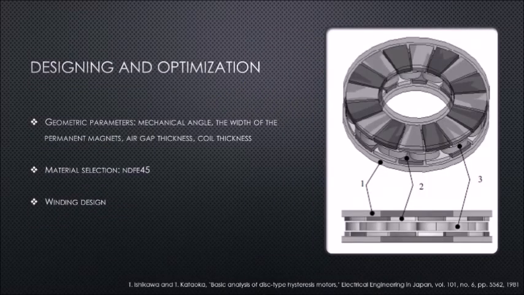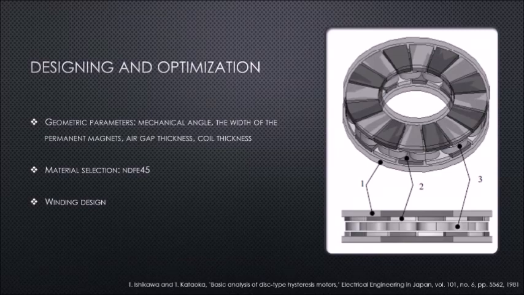Let's move on to design and optimization. The key things to keep in mind are the geometric parameters, which are the mechanical angle, the width of the permanent magnets, air gap thickness, core thickness, etc. Material selection is also very important. Winding design is also very important. All these factors are governed by the optimal design objectives, which are the rated torque, rated speed, and rated voltage at which the disk motor would operate.